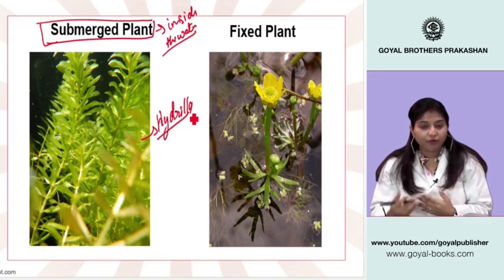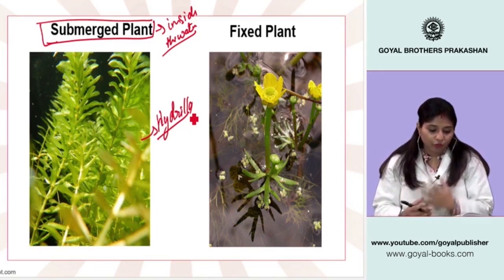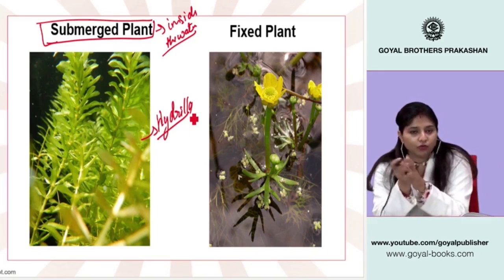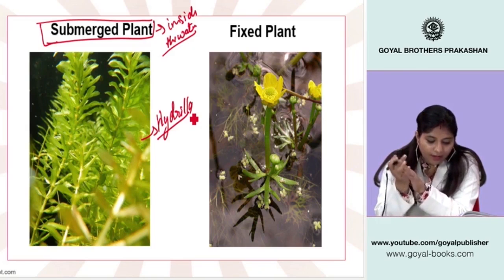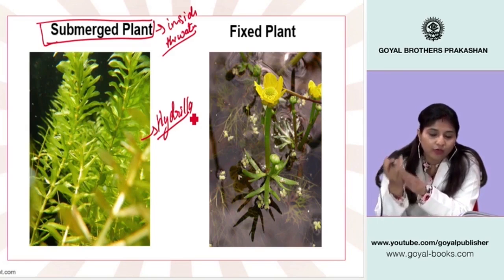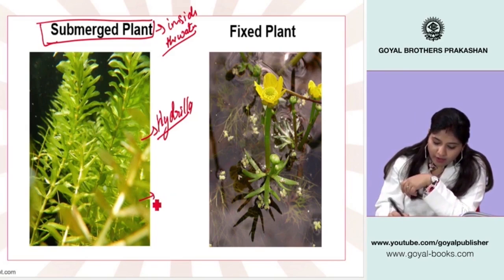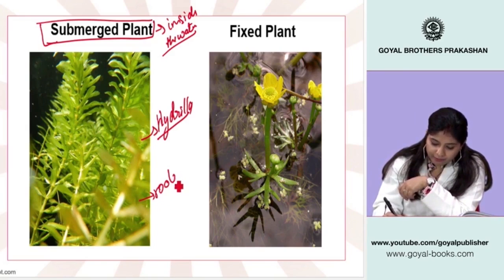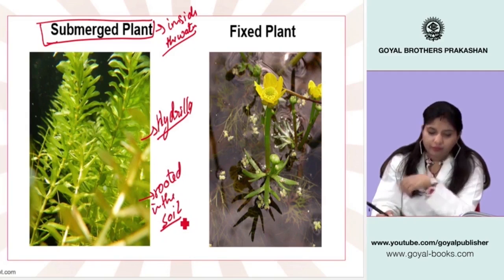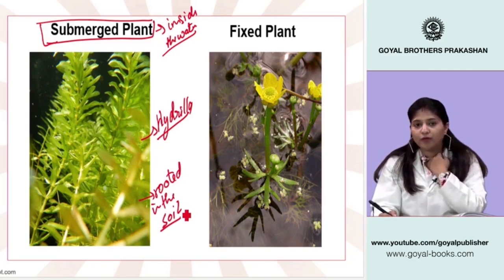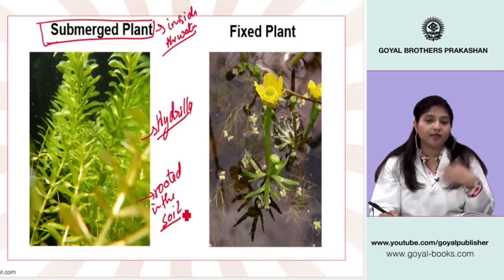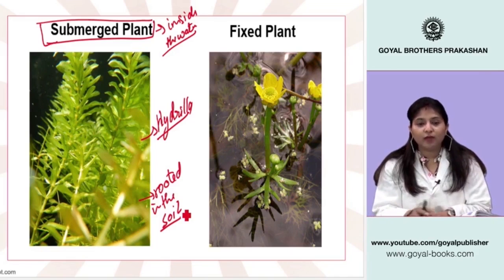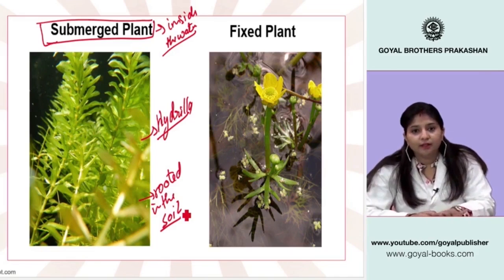Now if you see the difference between the two, it has a root which fixes it to the ground, right? These are the plants which are underwater and these plants are rooted in the ground, right? So these are rooted in the soil. Now if you observe, this is the basic difference from the floating one. In the floating they were not fixed to the soil and hence they were floating, whereas in the submerged plant you see they are rooted in the soil.